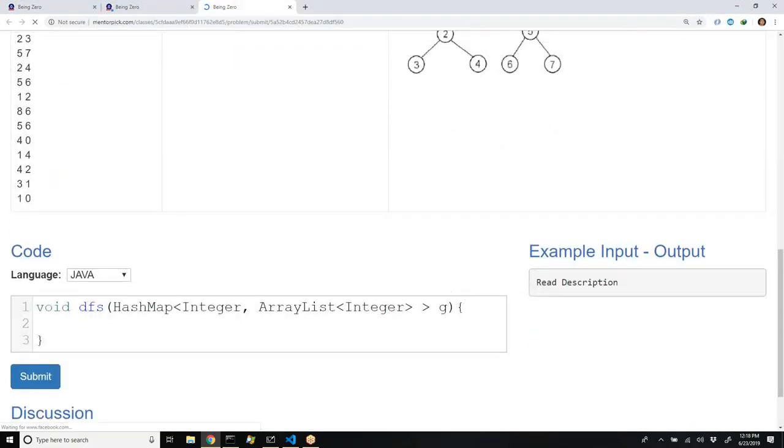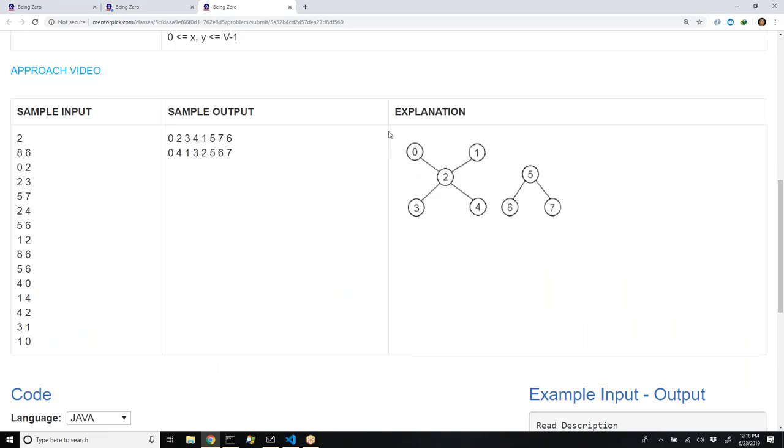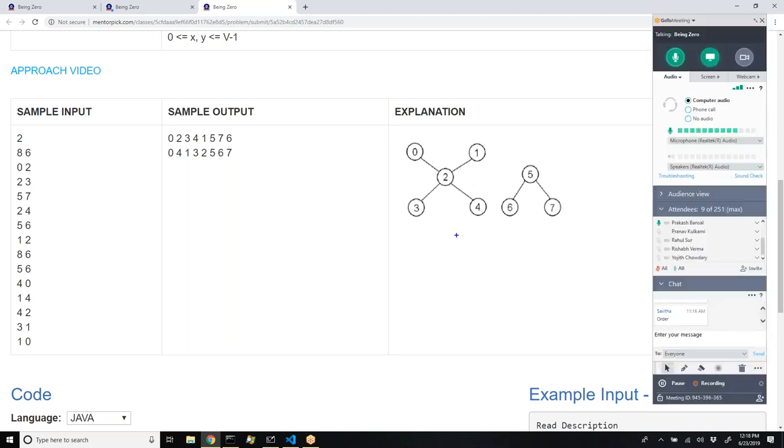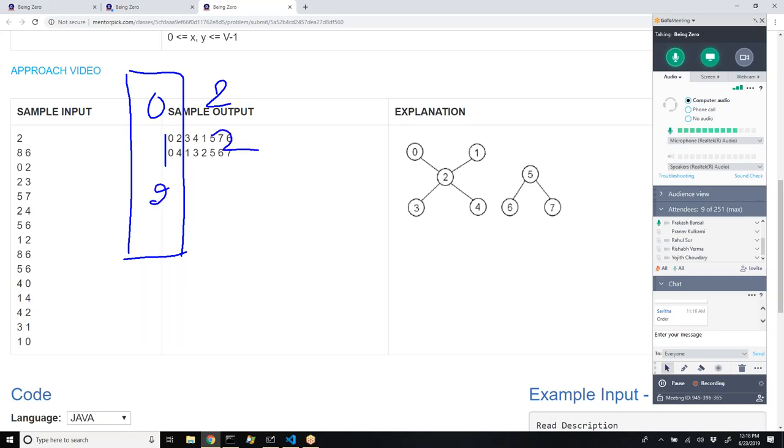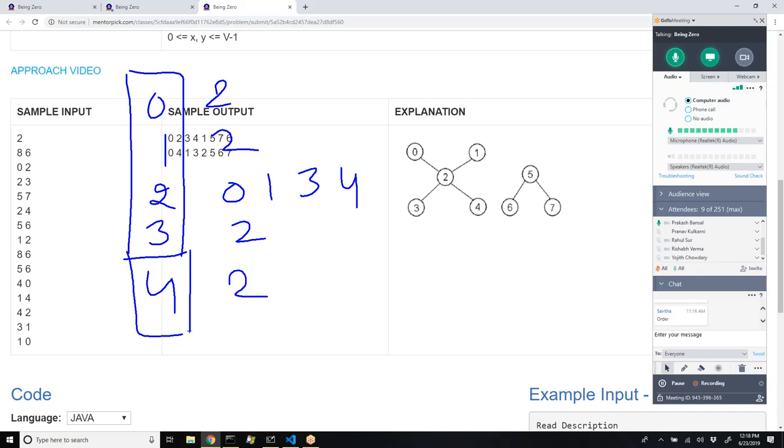Yeah, so let's pick some graph. Let's take this graph itself. So for this graph, what will be the adjacency list of this graph? Let's draw some adjacency list so that we can visualize. 0 is connected to 2. 1 is connected to 2. 2 is connected to 0, 1, 3, 4. 3 is connected to 2. 4 is connected to 2. So let's consider only half component of this graph. This is what the list will look like to us.